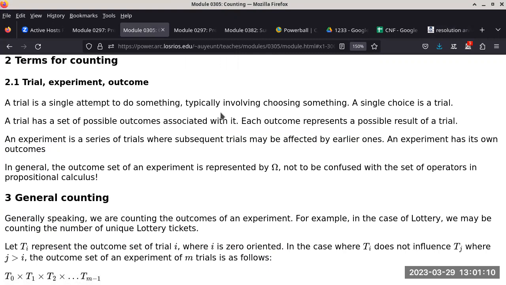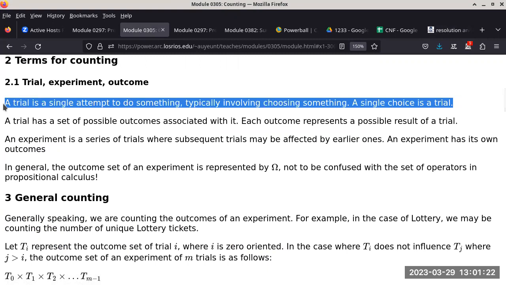Okay, so what we'll do today is to start with the actual terms of counting or combinatorics. A trial is a single attempt to do something, typically involving choosing something, and a trial has outcomes coming out of a trial. So I'll give you an example of what a trial may look like. The trial has a set of possible outcomes. So a trial can be flipping a coin, the result of flipping a coin. So what are the possible outcomes of flipping a coin?